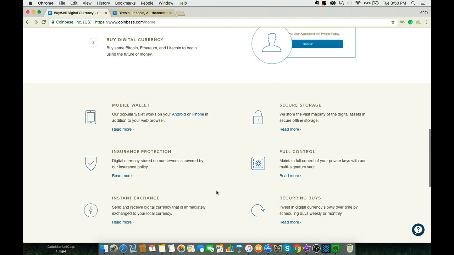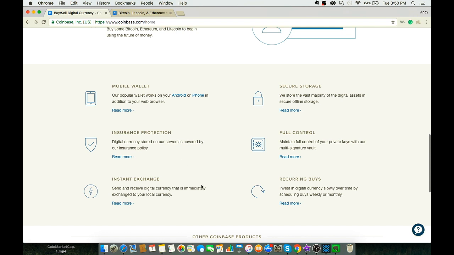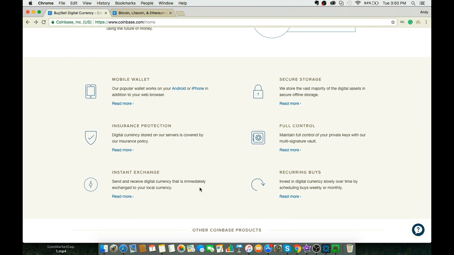It's pretty secure. They have insurance protection and an instant exchange, which sometimes isn't quite so instant. It might take a few days for you to retrieve your Bitcoin, Ethereum, or Litecoin back to your bank account, but they work pretty well. It's pretty secure for the most part. I don't believe there's been any hacks or anything that have happened, and they're insured. So the fees are a little steep. I think it's 2% or so per transaction both ways into Coinbase and out of Coinbase.